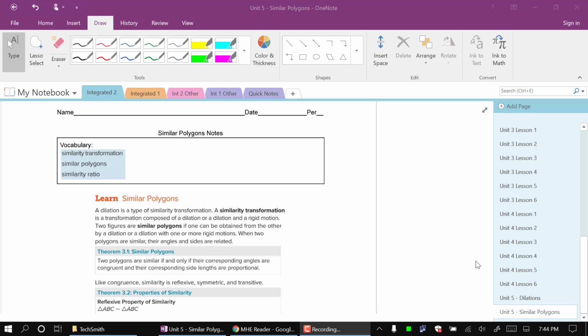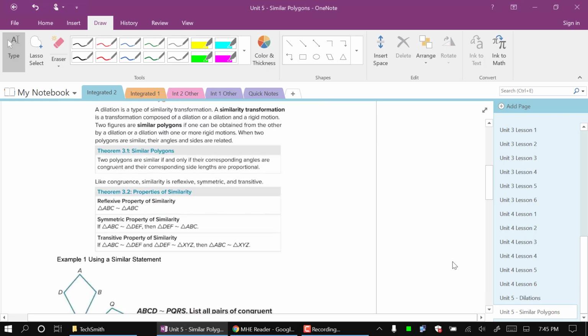A dilation is a type of similarity transformation. A similarity transformation is a transformation composed of a dilation or a dilation and a rigid motion. So two figures are similar polygons if one can be obtained from the other by a dilation or a dilation with one or more rigid motions. Remember, rigid motions do not change the size of the shape. That's what dilation does. So let's take a look at example 1.